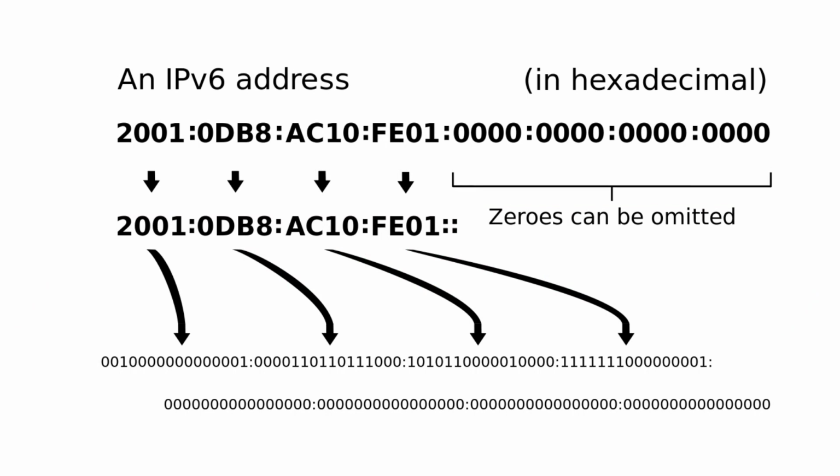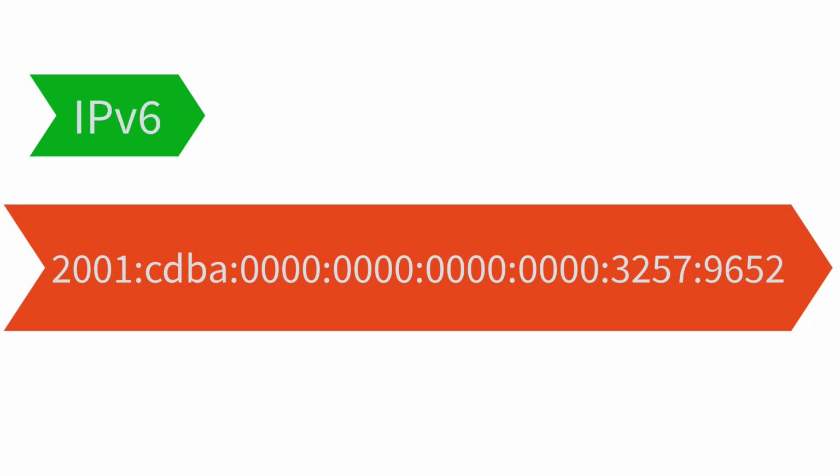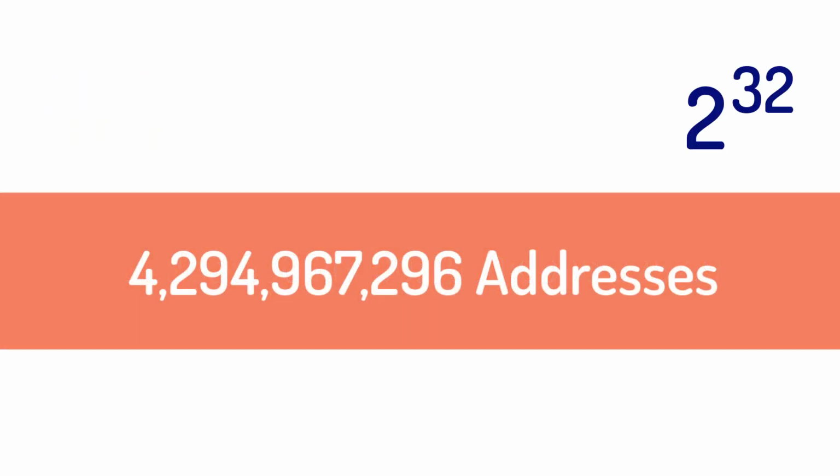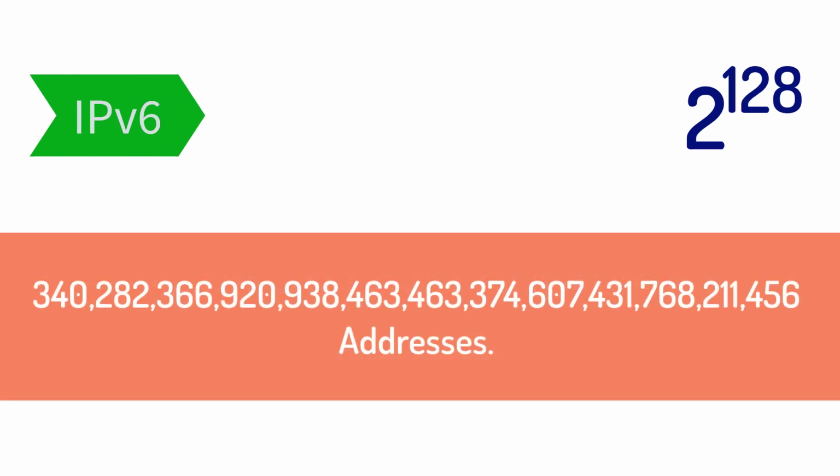An IPv6 address is expressed by 8 groups of hexadecimal numbers separated by colons as shown in the screen. The value in each group ranges from 0 to FFFF. IPv4 contains 2 to the power 32 addresses and IPv6 contains 2 to the power 128 addresses.